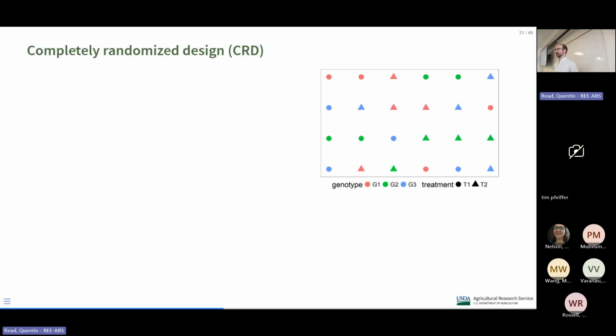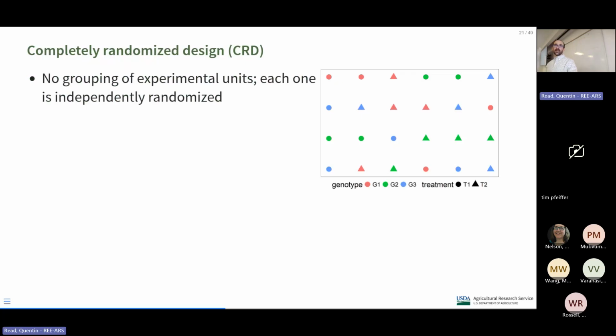The simplest one is the completely randomized design, called the CRD in the literature. There's no grouping or any structure whatsoever of experimental units. Everyone is independently randomized. For these slides, I have an example where you have 3 genotypes and 2 treatments. It's a 3x2 factorial design. So there's 6 combinations of genotype and treatment, and we're going to want 4 replicates of each of those 6 combinations. So 24 units in total.